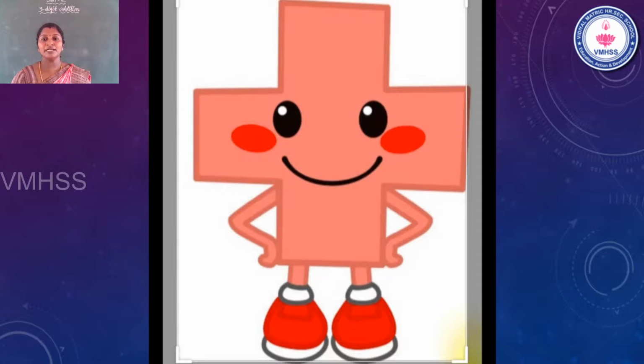So you know the symbol. What is the symbol? This is an addition symbol. Addition means adding, counting. It is used when we go to a shop and buy anything, we use addition. Okay students, it is useful for counting numbers. So, this is an addition symbol. Do you like this symbol?